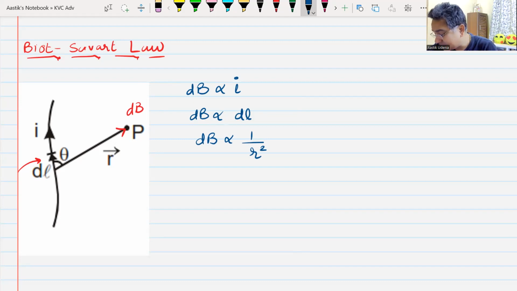One more factor it depends on. It depends on this angle. Angle between what?